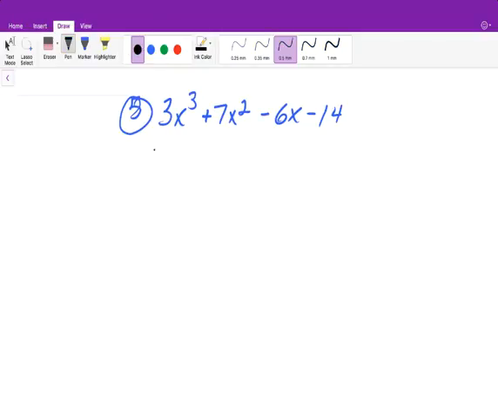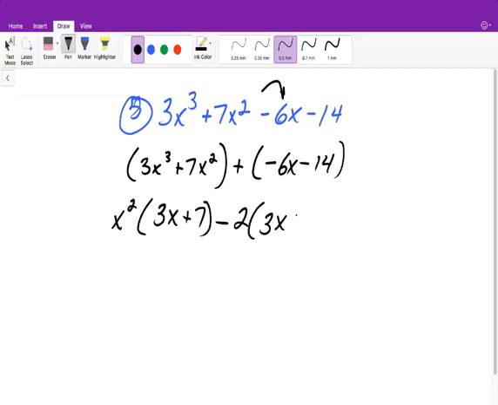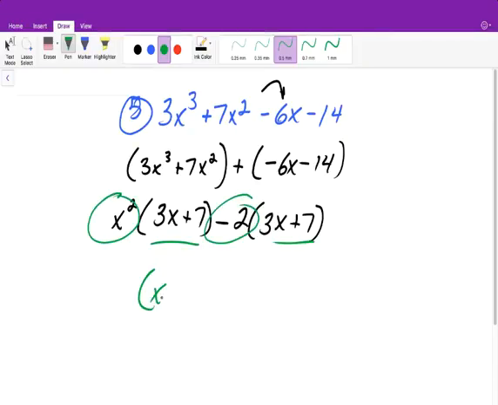Remember, this is saying factor completely. Once we see 4 terms, we know we're going to group. So 3x cubed plus 7x squared, always plus in between, and this sign follows with our numbers, so minus 6x minus 14. Here we have an x squared that we can factor out, so we're left with 3x plus 7. We know it needs to be positive, so I know I'm going to factor out a negative, and I can factor out a 2, so it's minus 2, and then we're left with positive 3x plus 7. Since these two are the same, we can combine these 2 factors into their own binomial, so x squared minus 2, and then we're left with 3x plus 7.